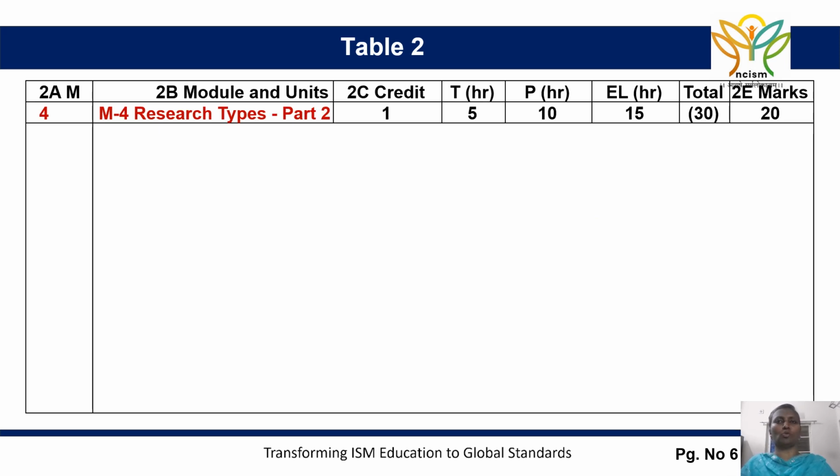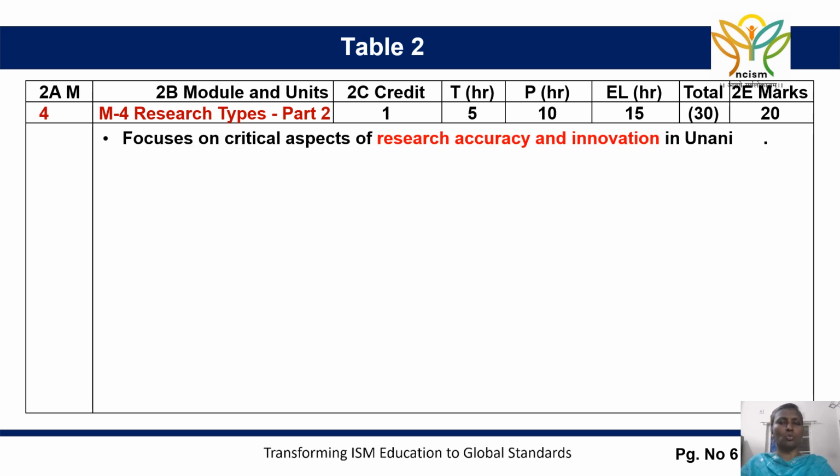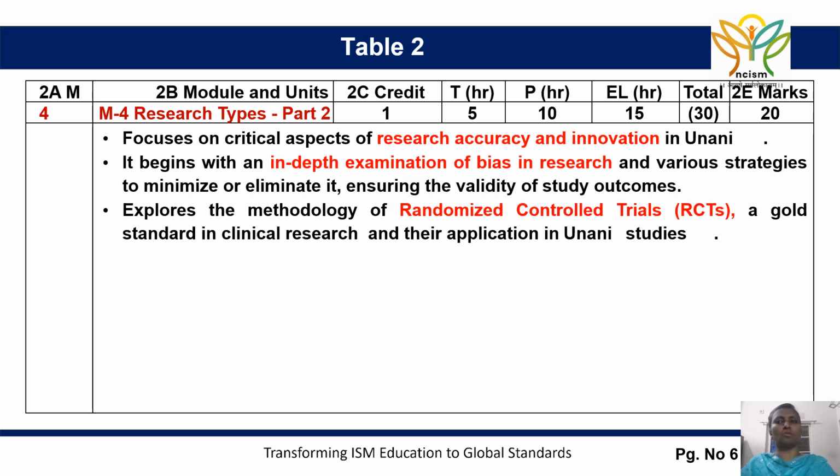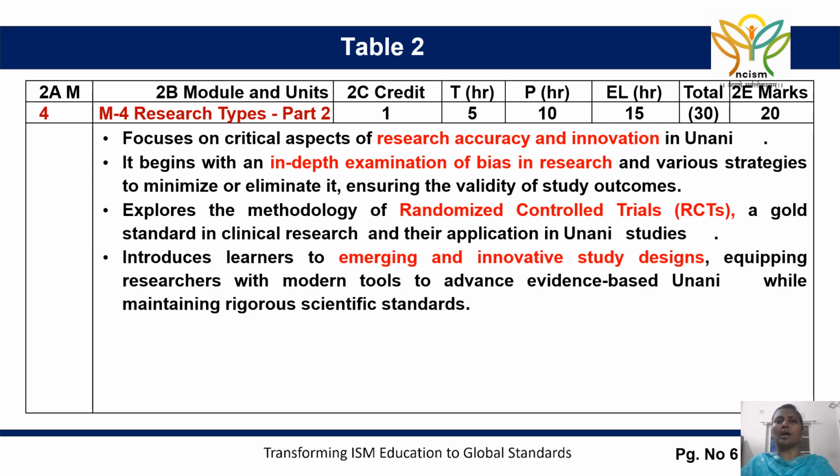This is Table 2 for Module 4, Research Types Part 2. This module focuses on critical aspects of research accuracy and innovation in Unani. It begins with an in-depth examination of bias in research. It explores the methodology of randomized control trials and introduces the learners to emerging and innovative study designs.